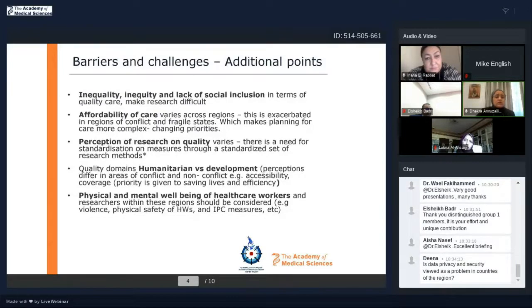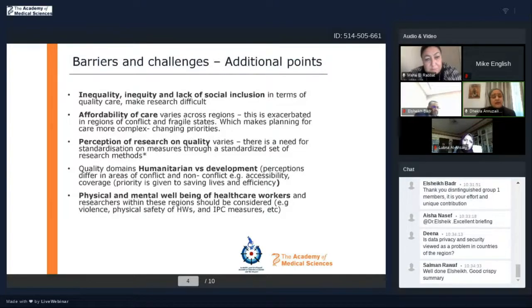Additional barriers are inequality, inequity, and lack of social inclusion of certain ethnic groups in fragile states, like the IDPs and the refugees, in terms of quality of care, and that makes research very, very difficult in such settings.